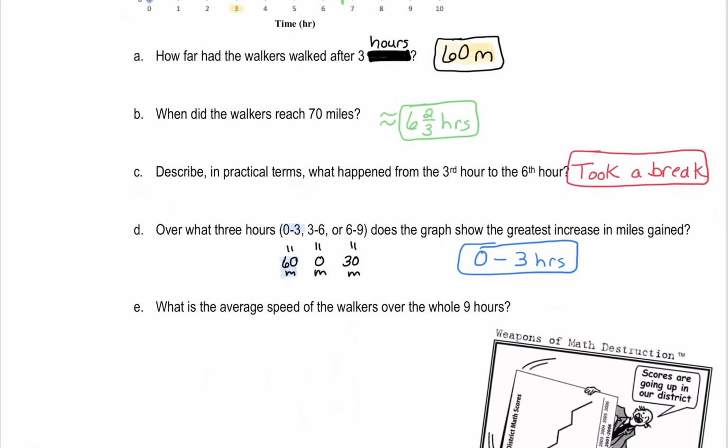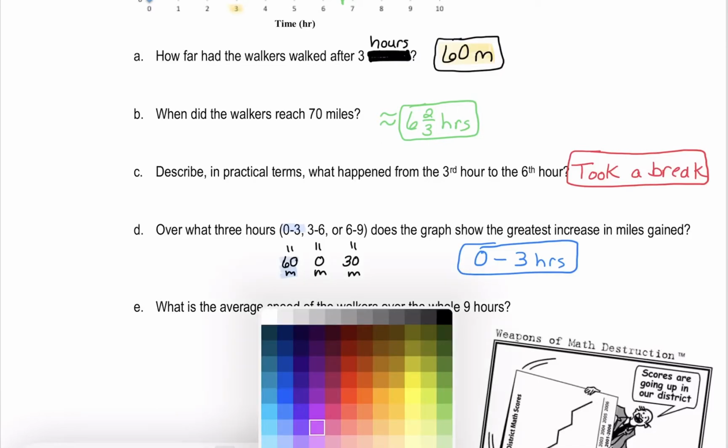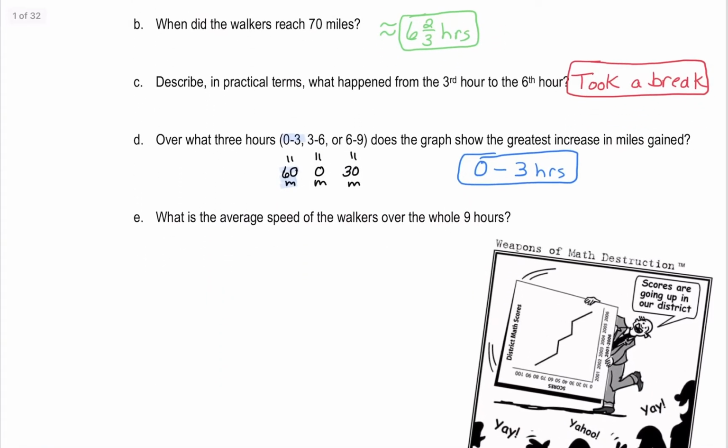All right, the last question, it says, what was the average speed over the entire 9 hours? So as we look at that one, we want to think back to that formula we used a lot in the previous chapter when we did those motion problems. So speed is just rate, and we know that distance is equal to rate times time. So we're looking for the average rate.